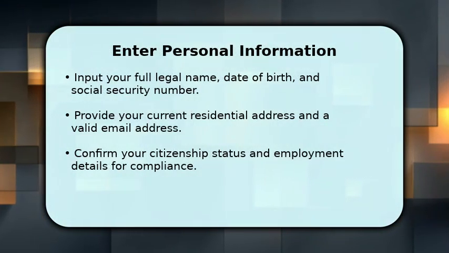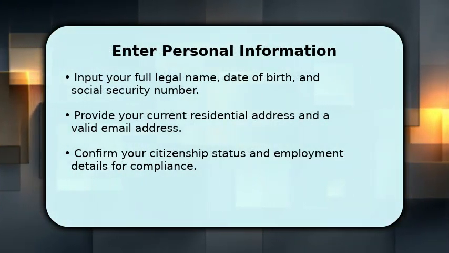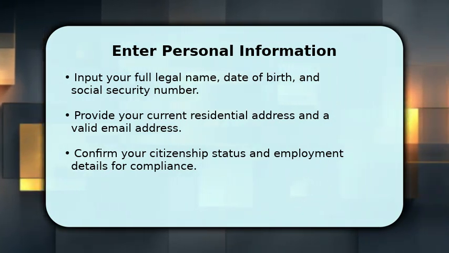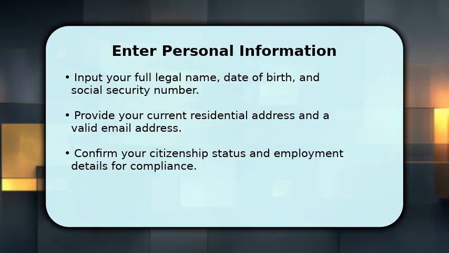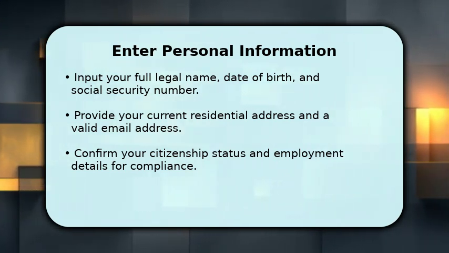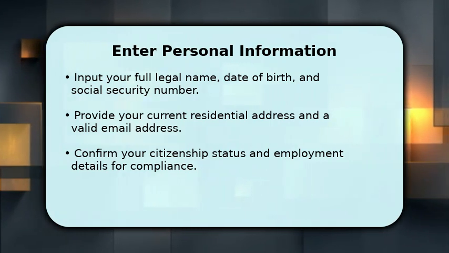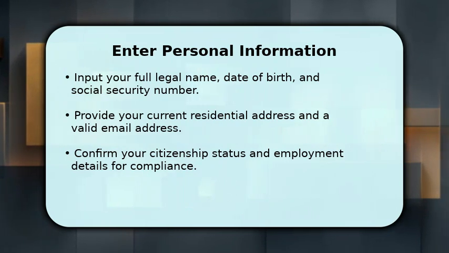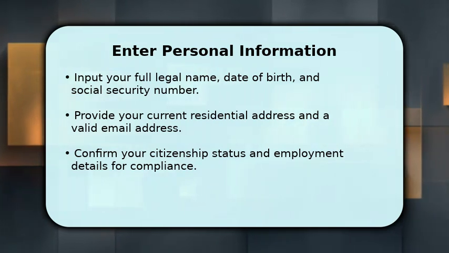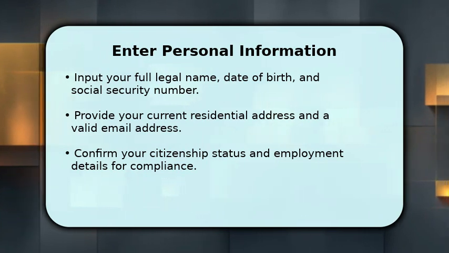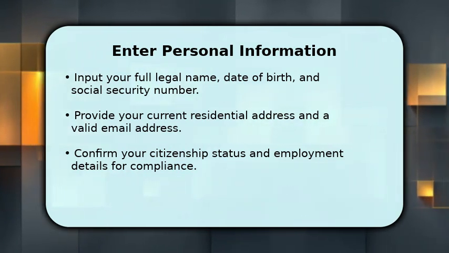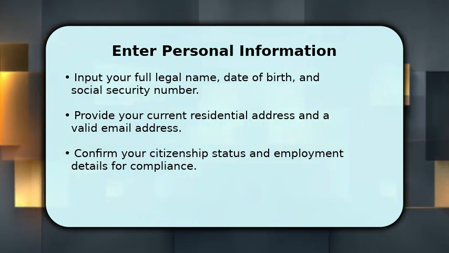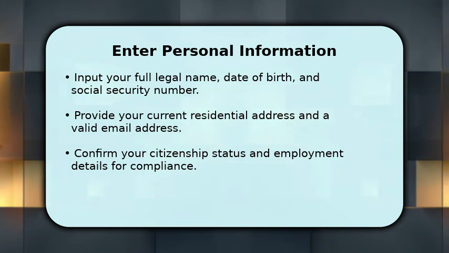Next, you will need to provide some essential personal information for regulatory compliance. This includes your full legal name, your date of birth, and your social security number. You will also be asked to enter your current residential address and a valid email address for communication. Finally, confirm your citizenship status and provide details about your employment. This information helps Webull verify your identity and ensure a secure trading environment.